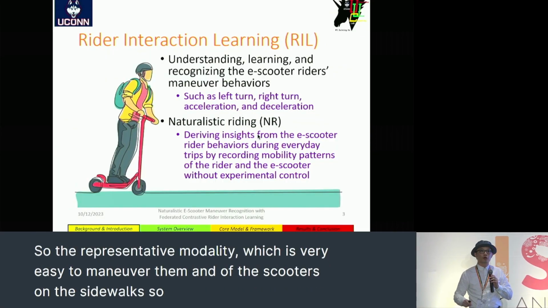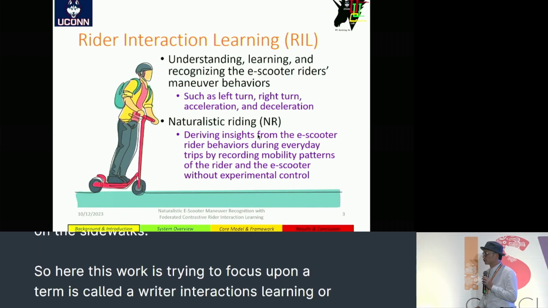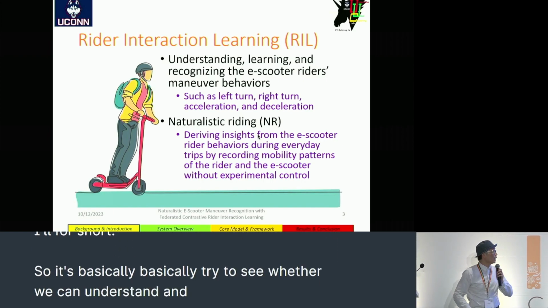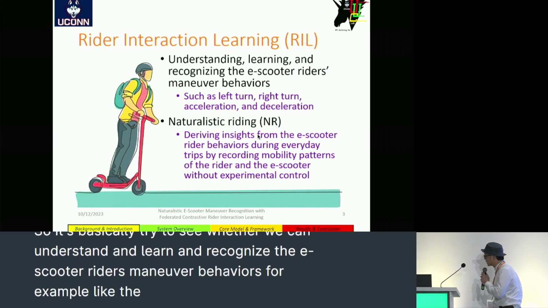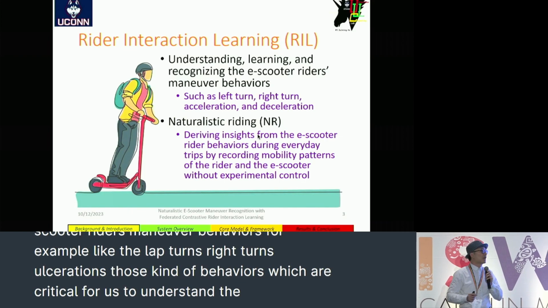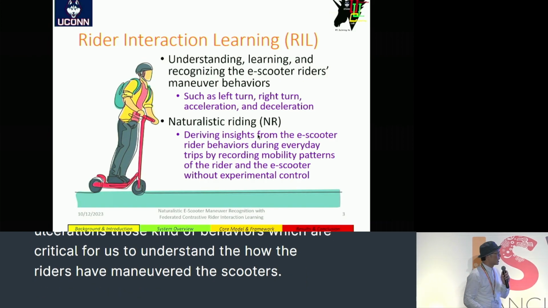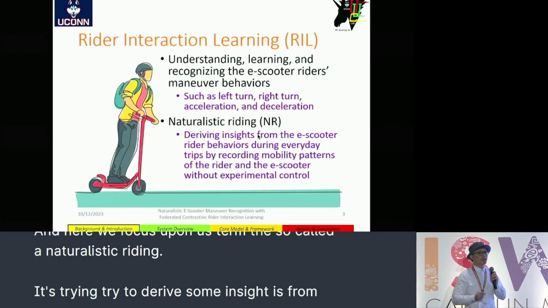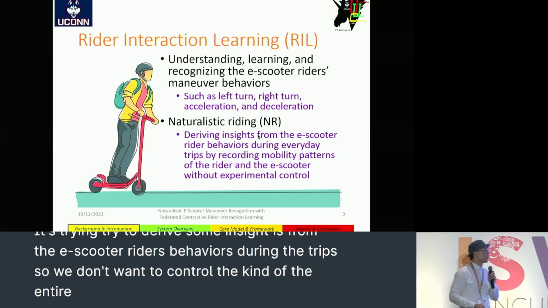This work focuses on a term called rider interactions learning, or IRL for short. It is basically trying to see whether we can understand, learn and recognize e-scooter riders' maneuver behaviors, for example left turns, right turns and accelerations, which are critical for understanding how riders maneuver the scooters. We focus on so-called naturalistic riding, which derives insight from e-scooter riders' behaviors during everyday trips, so we don't want to control the entire data collection process.